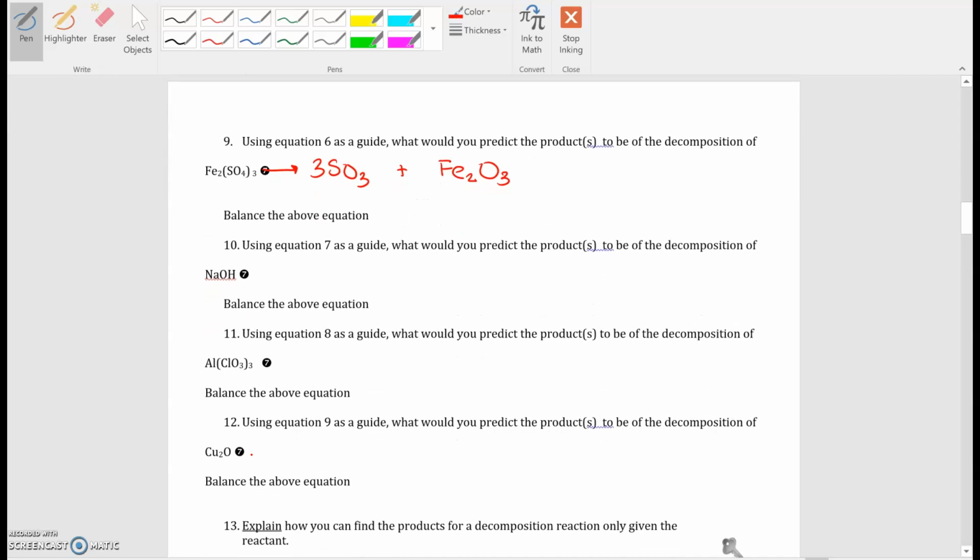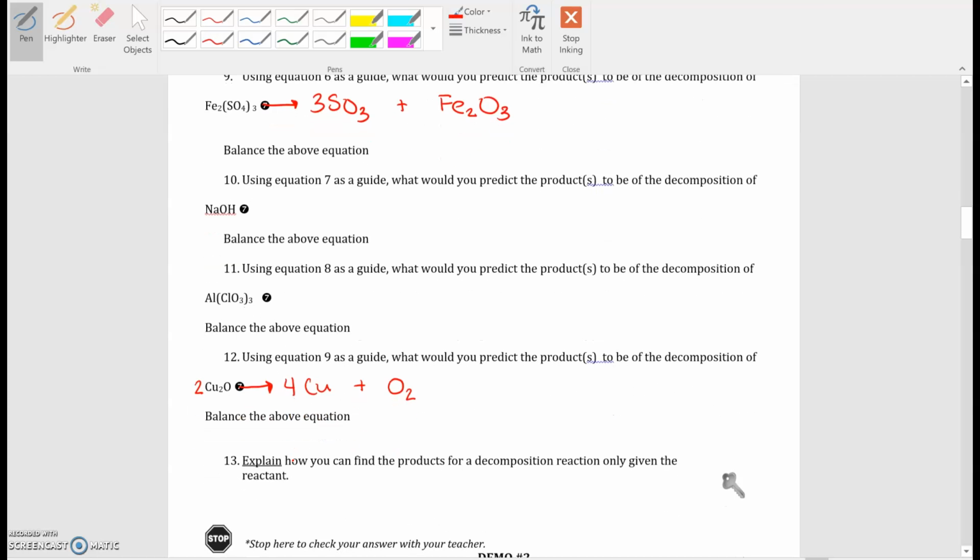12, again, is a binary compound. So with the binary compound, that's just going to split up into copper and oxygen. But oxygen, remember, is diatomic, so it does need the subscript 2. So I would need to put a 2 here and a 4 here to balance the equation overall. So that's decomposition.